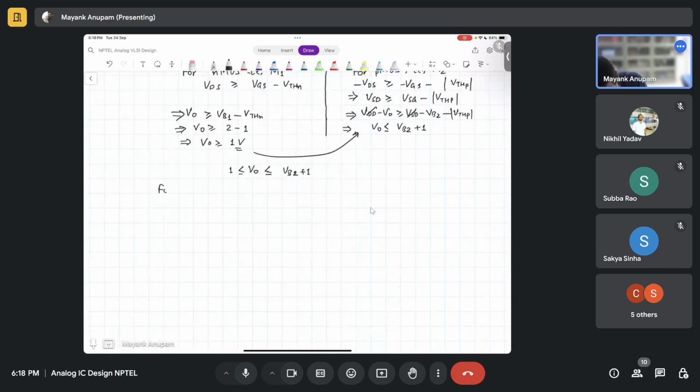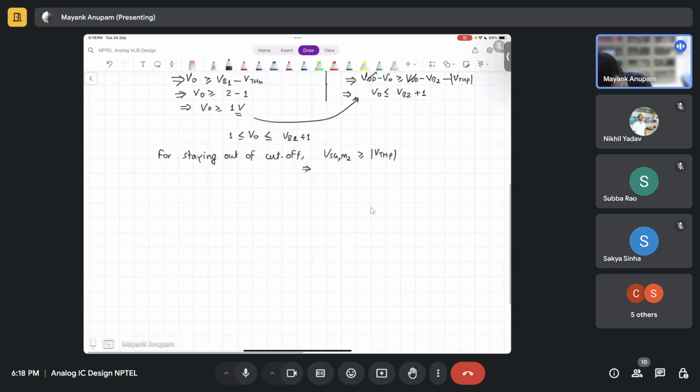So for cutoff, VSG of M2 should be greater than or equal to mod of VTHP. So from here you will get VDD minus VB2 should be greater than or equal to 1 volt. So VB2 should be less than or equal to 4 minus 1, which is 3 volts, right?